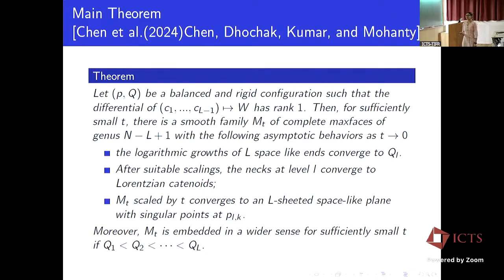And moreover, each Mt is embedded in a wider sense. Wider sense means the map is not completely embedded. It is embedded outside a compact set, the set containing the singularities, if the QL satisfy this condition.